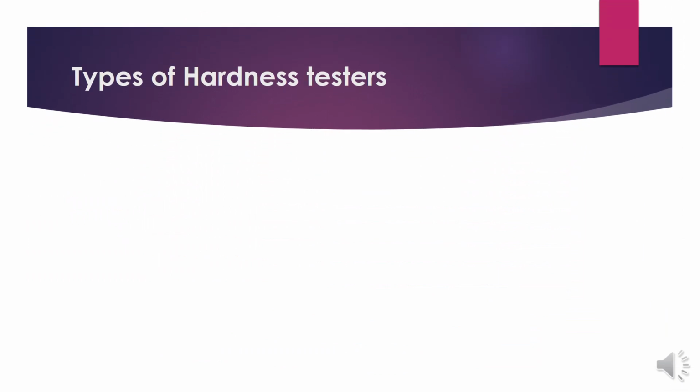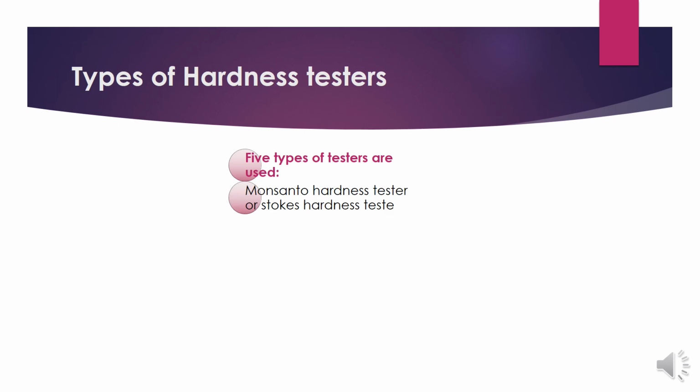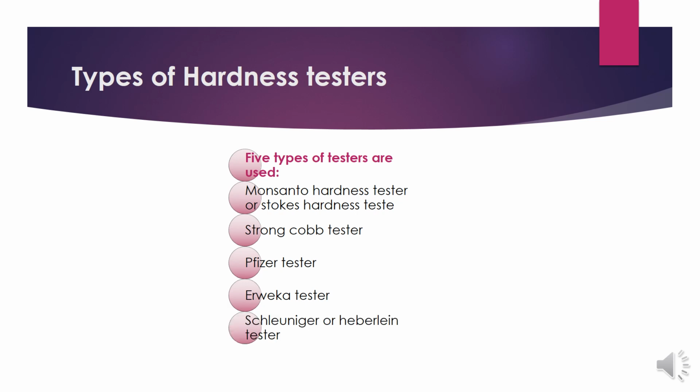So for performing the hardness test, there are various types of hardness tester that are used. Usually there are 5 types. Monsanto hardness tester, or another name is Stroke hardness tester. Then we have Strong Cobb tester, Pfizer tester, Erweka tester, and Schleuniger or Heberlein tester.